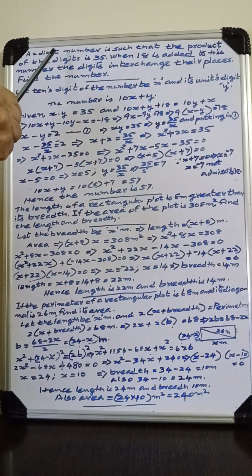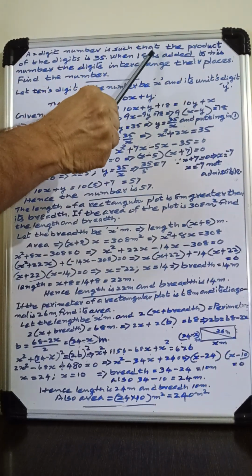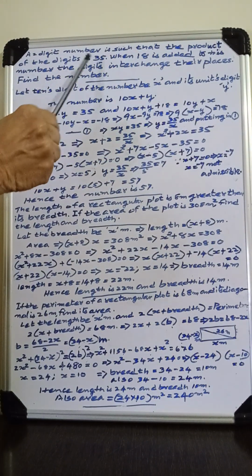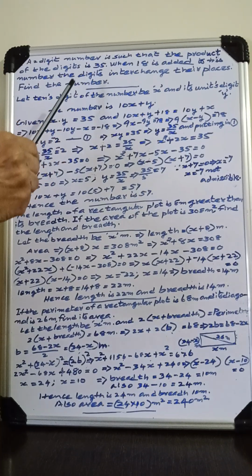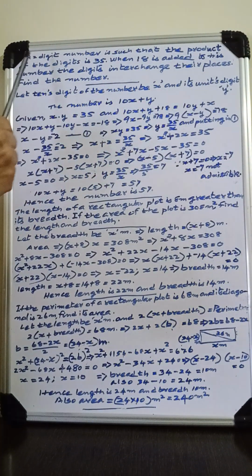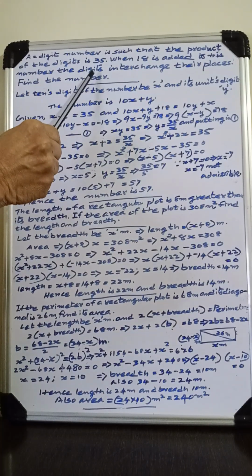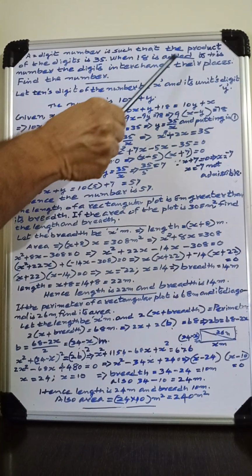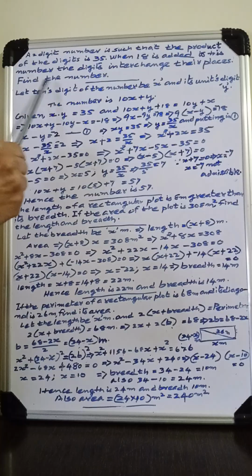A two-digit number is such that the product of the digits is 35. When 18 is added to this number, the digits interchange their places. Find the number.